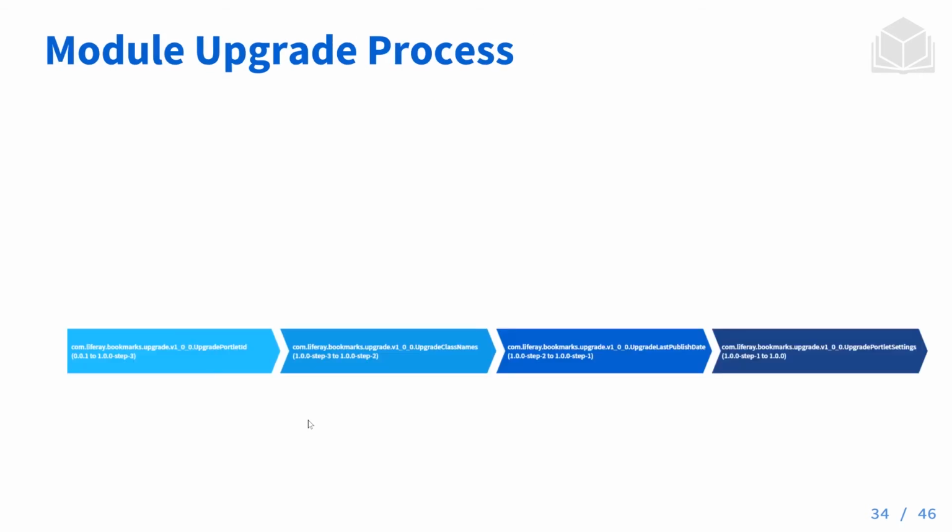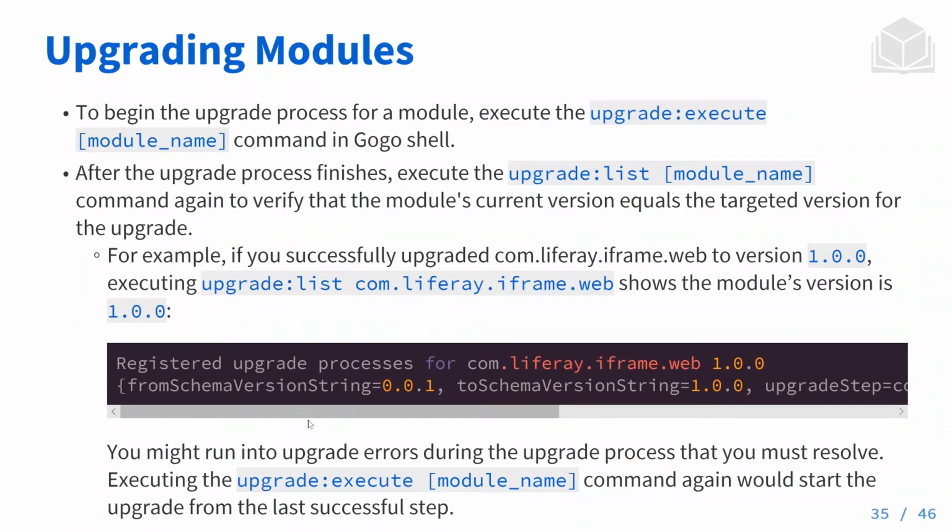This image here kind of demonstrates that a little bit further. So you start off in version 0.0.1, you go to version 1.0.0, step 3, and then you'll progress to step 2, and then step 1, and then finally 1.0.0, all finished. So we've talked about some of the things we need to consider. We've talked about the internals of how the upgrade process is going to go with our modules. Finally, the last thing we're going to talk about is, well, how do we upgrade our modules?